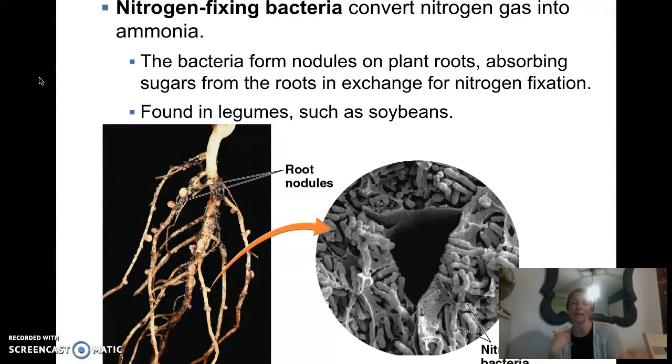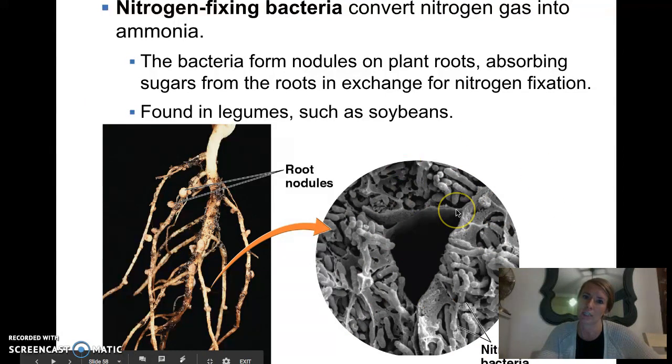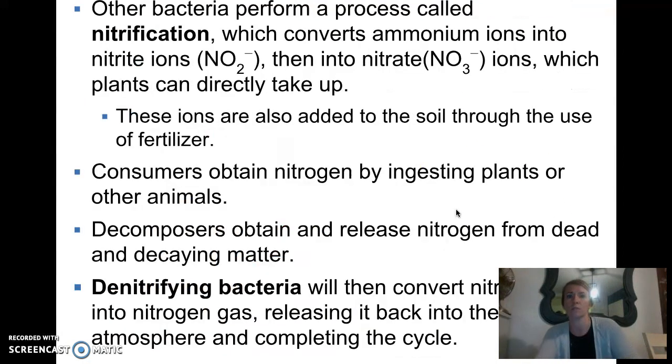They're both gaining something. Plants are gaining the ammonia that they need. We can't live without it. And the bacteria are taking sugars from the plants as they make them. And so legumes such as soybeans are ones where this happens very often. And so these are the little nodules on the root, and there's tons of nitrogen fixing bacteria there. So they're taking the N2 and turning it into ammonia, which can be used.